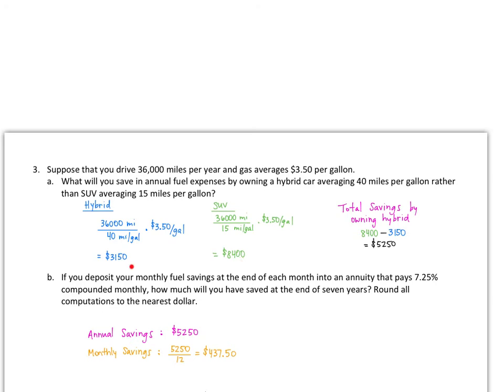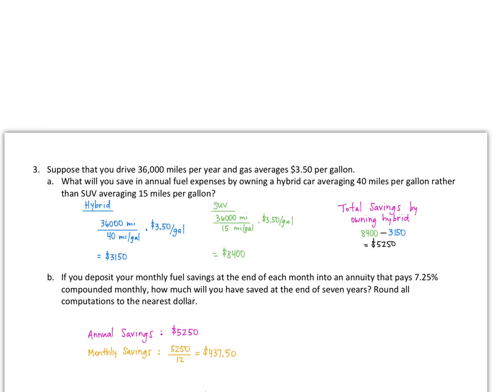So if we go with the hybrid, how much are we saving? Simply take $8,400, subtract $3,150, and we end up with $5,250 per year just by owning a different vehicle. So these are things we all have to weigh when we're buying these vehicles.